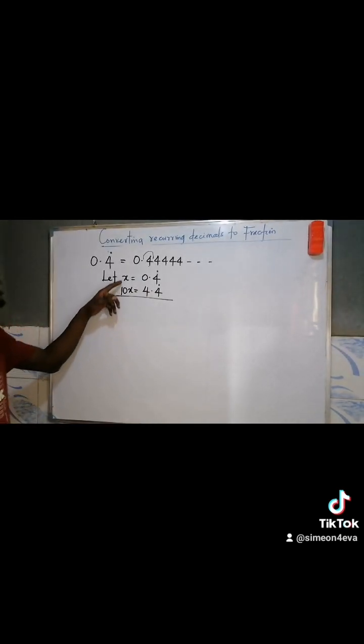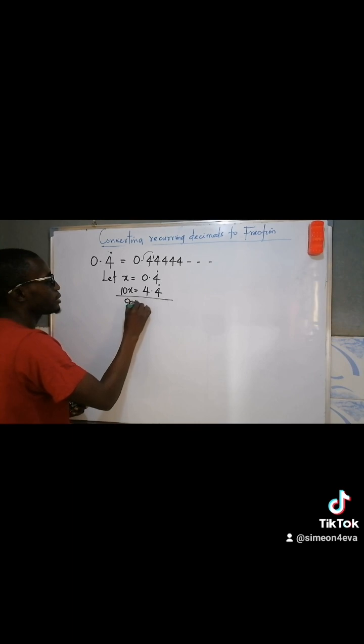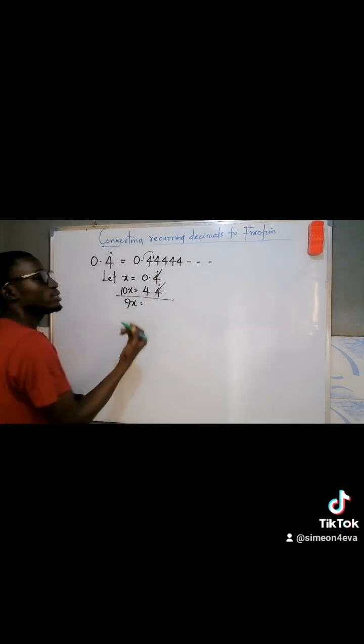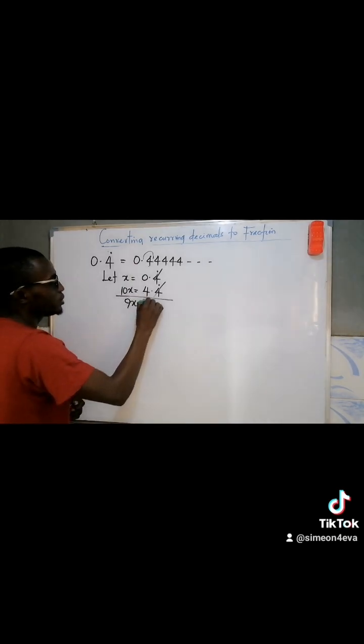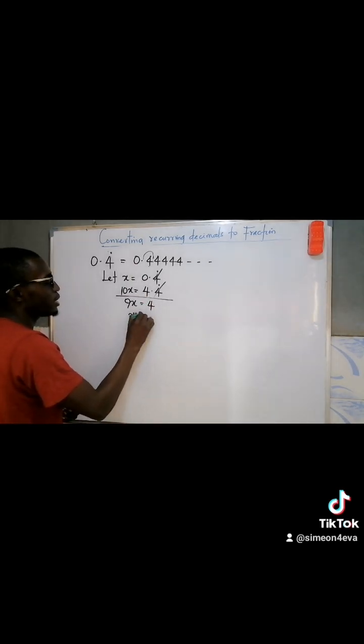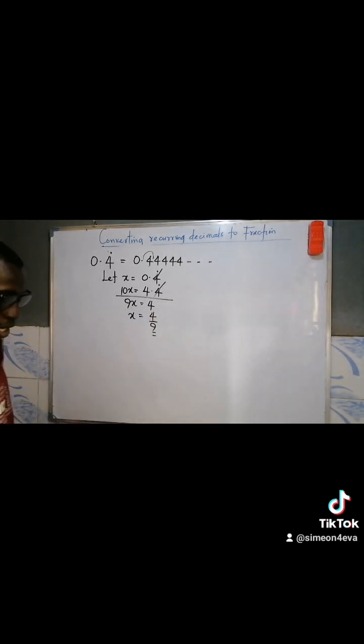Now I have 10 oranges. I decided to give one orange out. You agree with me that we'll be left with 9 oranges. So 10x minus x will give you 9x. This minus this, you cancel these out because they're on the same side of the decimal point. 4 minus 0 gives you what? 4. So the value of x will give you what? 4/9. So if you still doubt this, you can use your calculator. 4 divided by 9, you can see 0.44444. So this is one way to solve problems on converting recurring decimals to fractions.